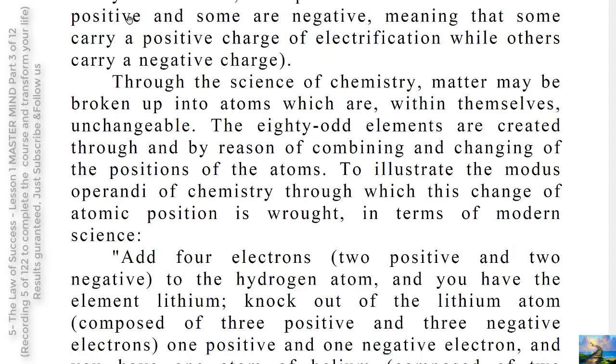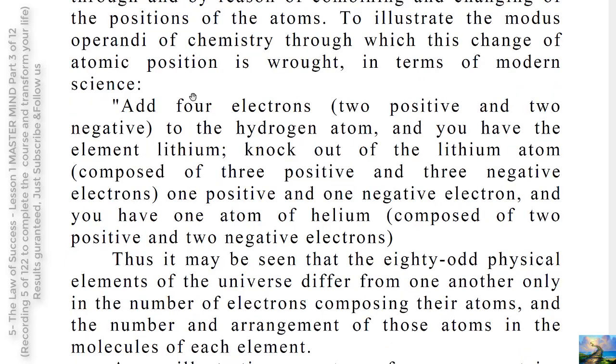Through the science of chemistry, matter may be broken up into atoms which are, within themselves, unchangeable. The 80-odd elements are created through and by reason of combining and changing of the positions of the atoms. To illustrate the modus operandi of chemistry through which this change of atomic position is wrought in terms of modern science, add 4 electrons, 2 positive and 2 negative, to the hydrogen atom, and you have the element lithium.